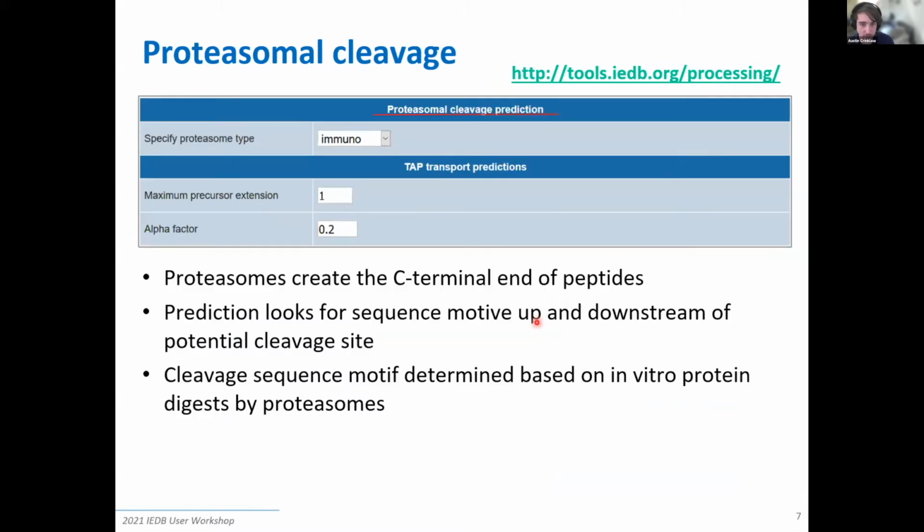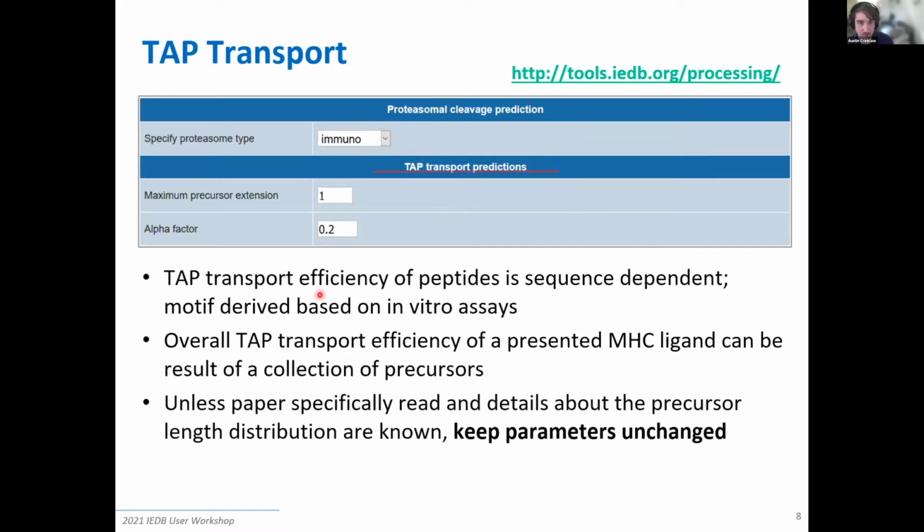Let's take a closer look at the parameters. For the first one, we have the proteasomal cleavage prediction. Here, you can specify your proteasome type, either immuno or constitutive. Just to note, the motifs that this tool is looking for were determined based on proteasomal digests and the data from them. The next parameters are the TAP transport predictions. You have your max precursor extension and alpha factor. These are quite specific, and we suggest that if you don't really know how these are going to alter the predictions, you keep these as default.